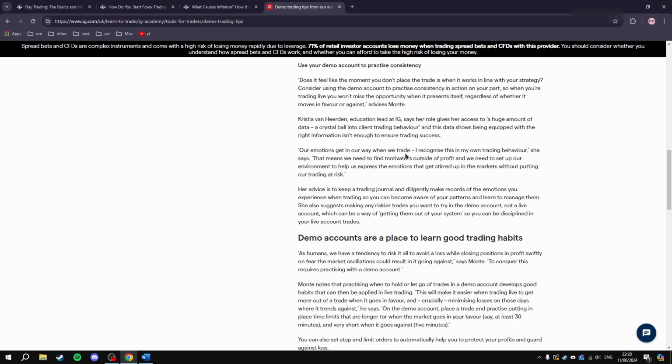Does it feel like the moment you don't place the trade is when it works in line with your strategy? Consider using the demo account to practice consistency in action on your part, so when you're trading live, you won't miss the opportunity when it represents itself, regardless of whether it moves in favor or against, advises Monte.